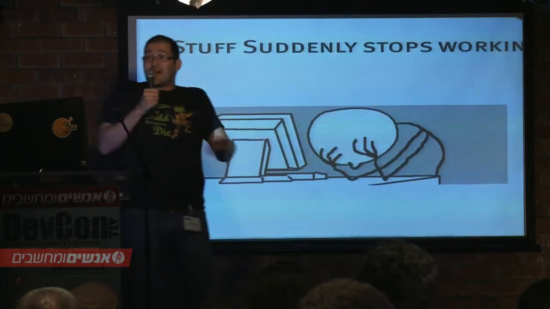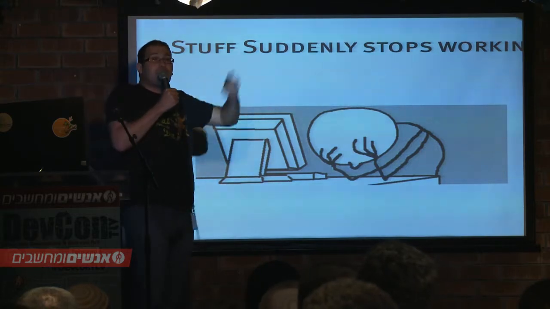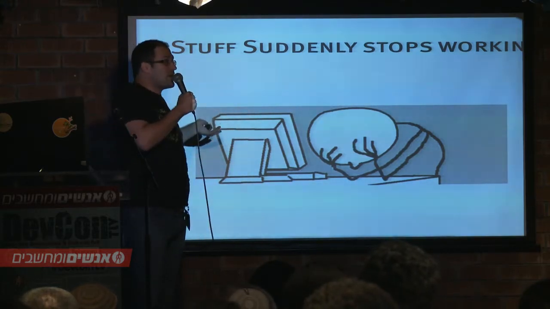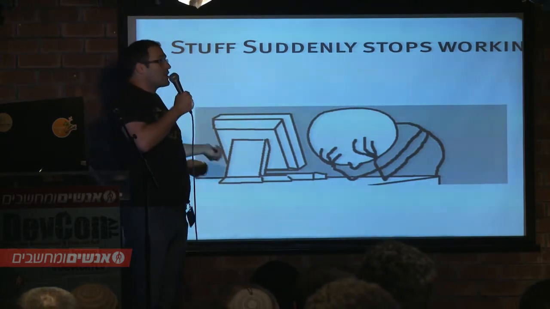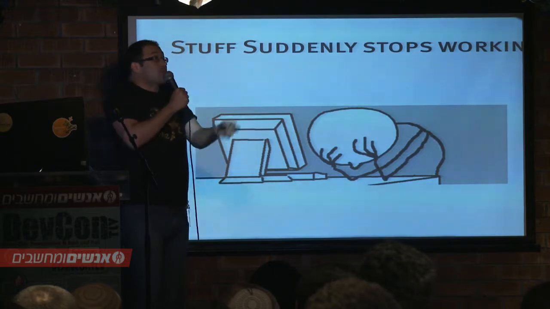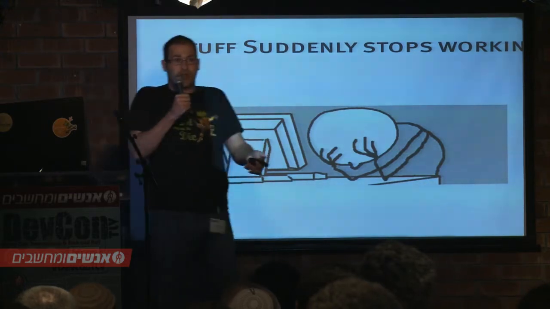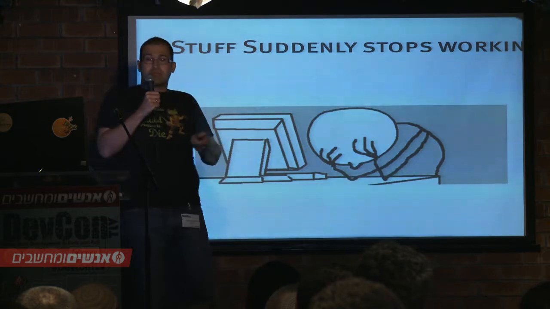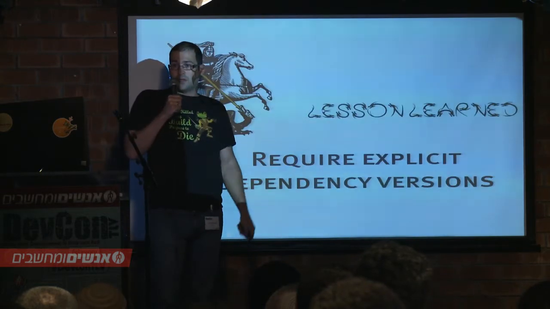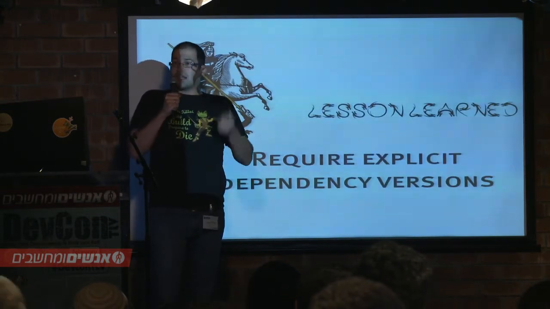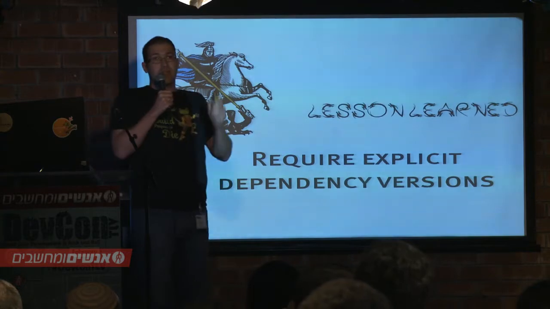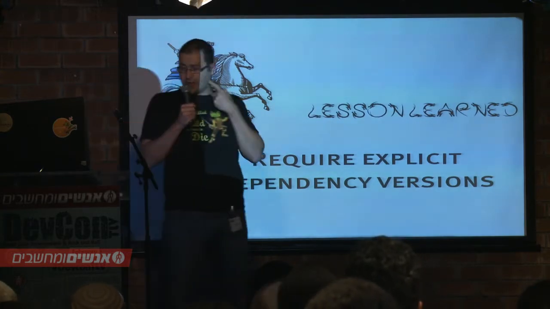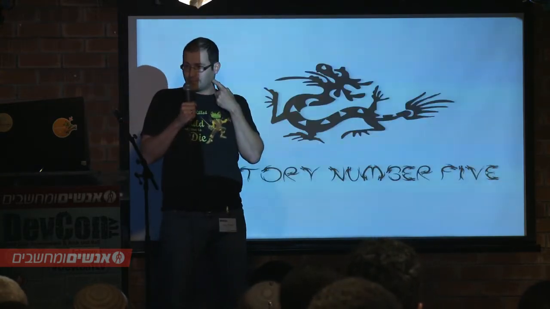So stuff suddenly stops working because some library just rolled out a new version, and your old code stopped working because now you transparently depend on a new version without upgrading it explicitly, and it breaks backwards compatibility. You're doomed. So again, require explicit dependency versions, and then you will be in a solid state.